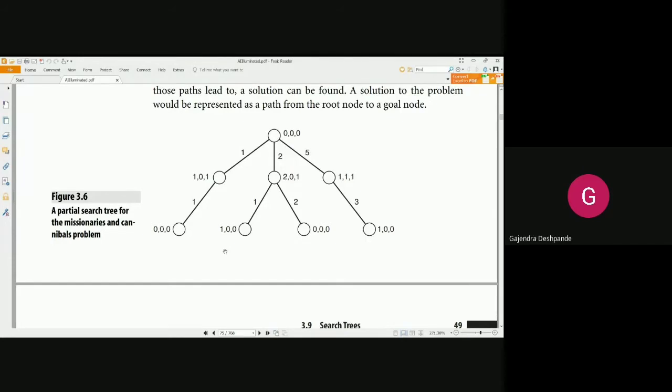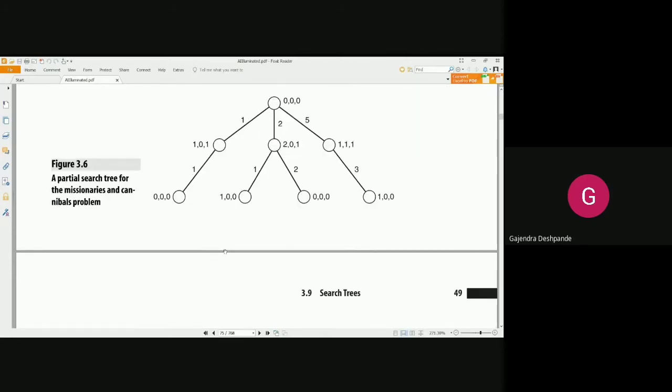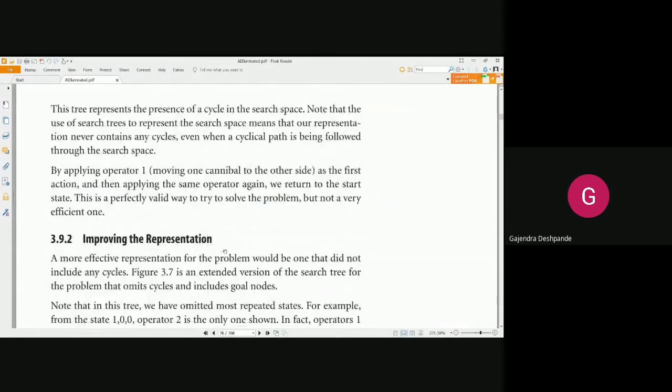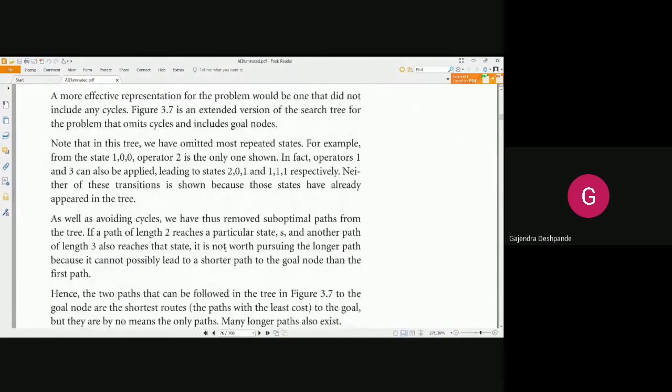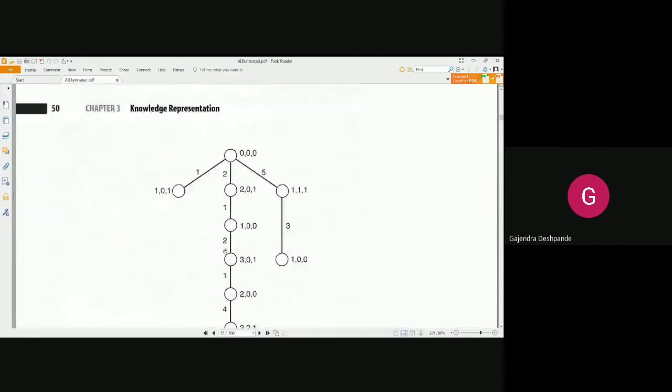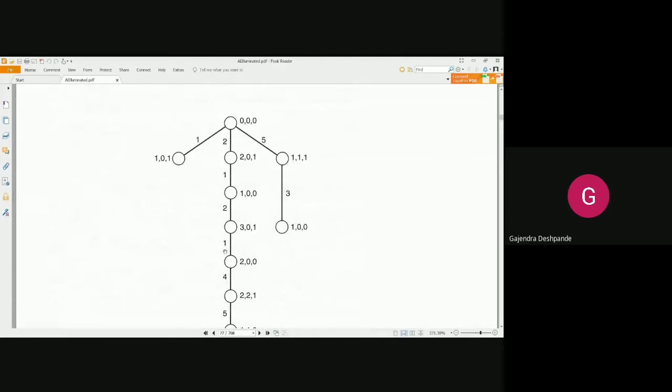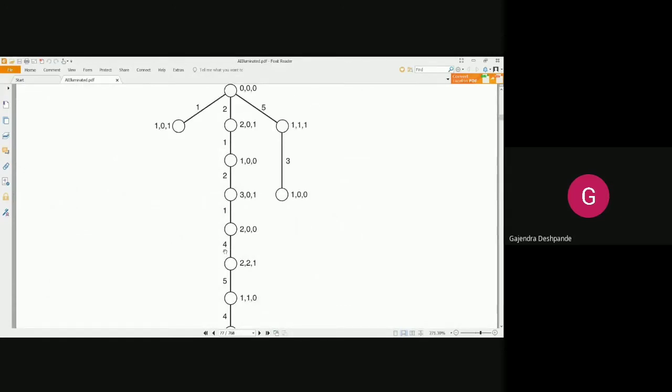Note here that all paths will not lead you to the goal node. Only some paths will lead you to the goal node. So an example is mentioned here. In this diagram, whatever you are seeing on the screen, it is the extension of the previous diagram. But again, this is a partial diagram. It is not at all a complete diagram.